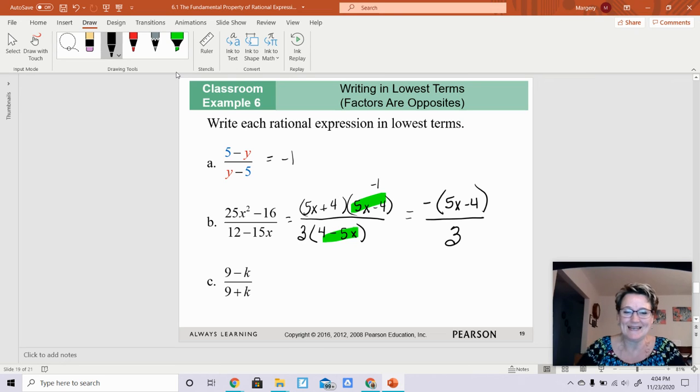All right? Now, same thing here. This is a little different though, because I have a 9 minus k and I have a 9 plus k. They are not opposites of each other. There is absolutely nothing I can do with this problem to make them look exactly the same so that I can simplify them. So in this case, I just leave it alone. Alrighty? So that's that one.